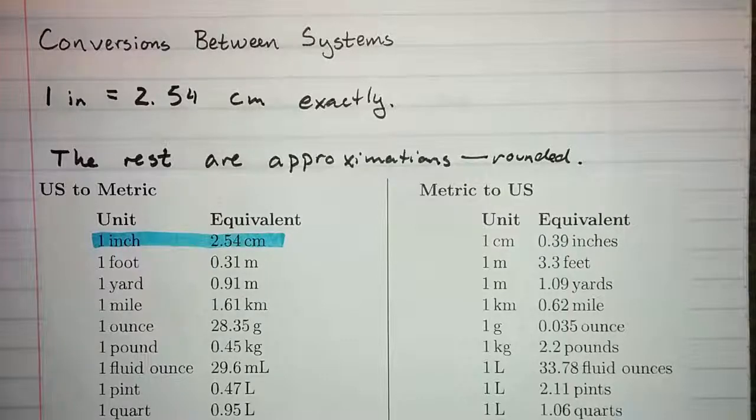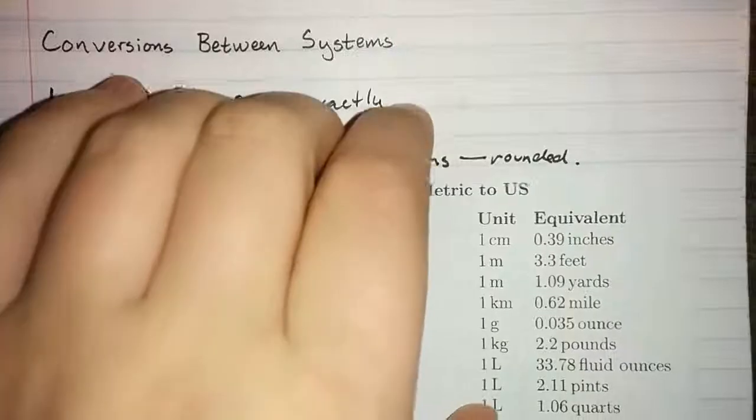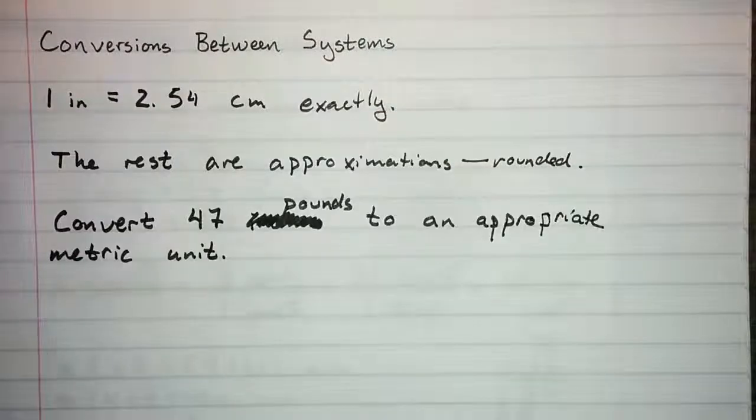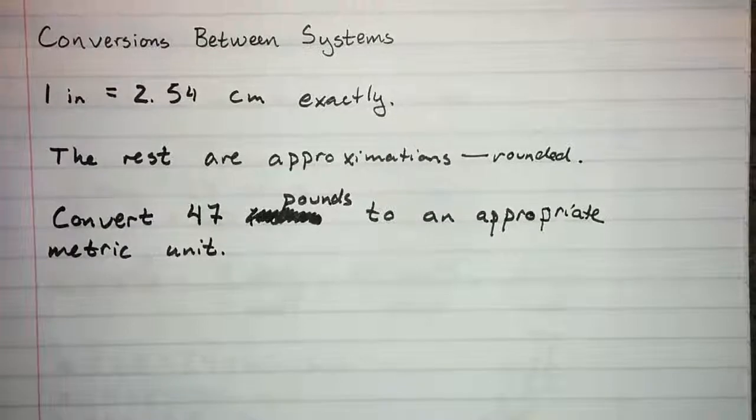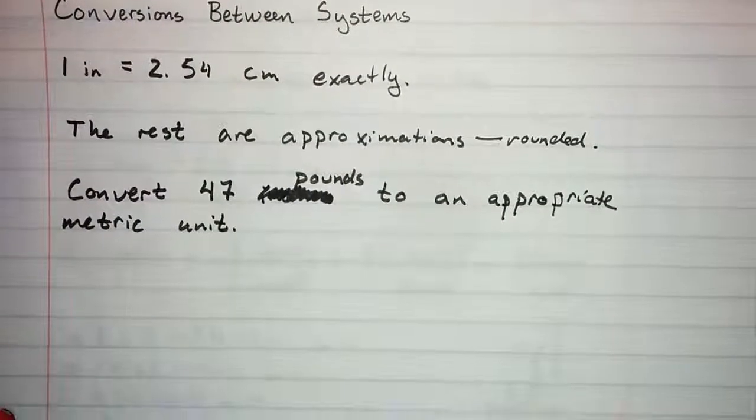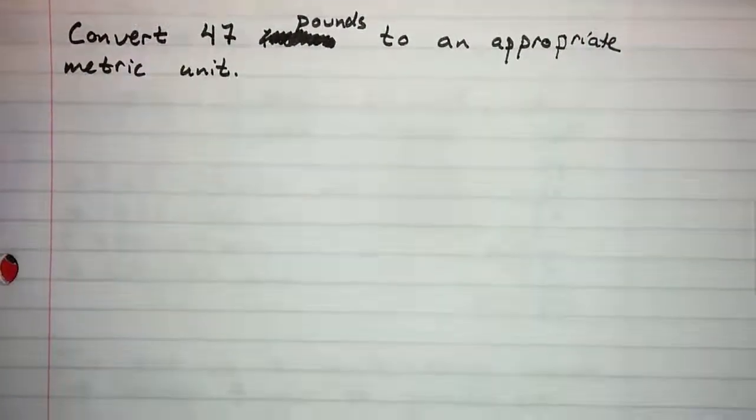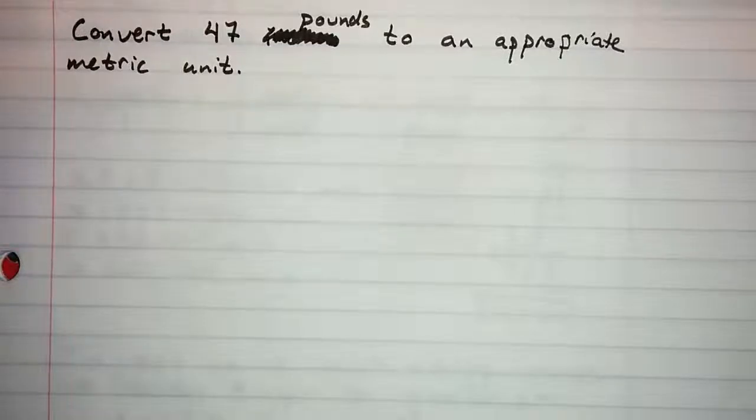So how do we use a table like this? Let's suppose we wanted to convert 47 pounds to an appropriate metric unit. An appropriate metric unit. What do I mean by that? Well, I'm going to look in my table and I'm going to find all of the facts that involve pounds and just think about them.